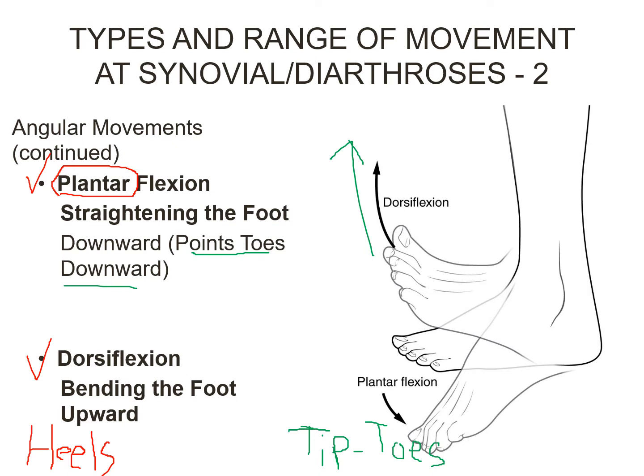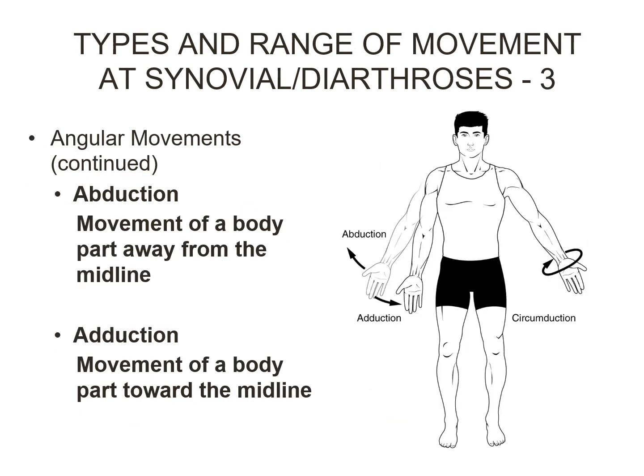So once again, only happening in the foot-ankle area. You can't have plantar flexion in your shoulder or dorsiflexion in your wrist. It doesn't happen. It's only in the foot. Other angular movements are abduction and adduction. I'll say that again real quick. Abduction, adduction, really similar terms. So what we like to do to make sure we don't confuse ourselves and each other is we enunciate these first two letters. So we say abduction and adduction. And that way we don't confuse each other.